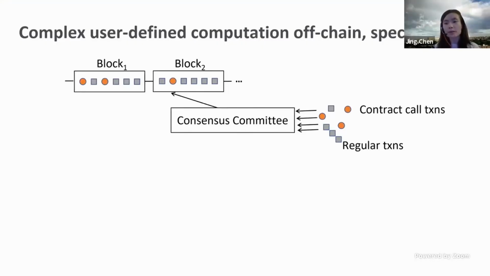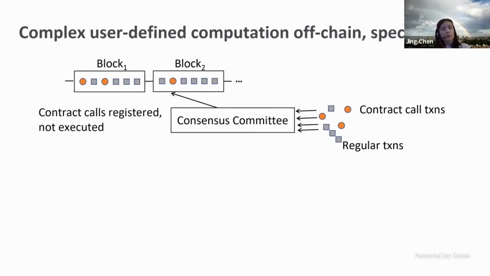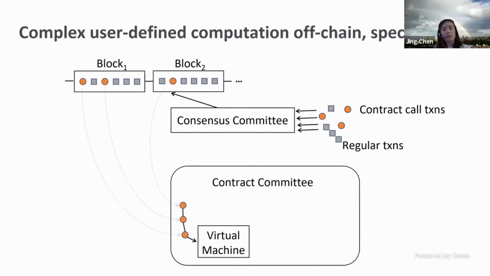First of all, this is a part where users still issue transactions to the blockchain. Some are regular transactions, some are contract call transactions. The consensus committee includes them in the blockchain. But here, the difference is the following: the consensus committee is not executing the contract calls. The only thing they do is register the calls in the blockchain to establish the common knowledge among users that those are the calls that have been issued and need to be executed. It is a second off-chain component that would actually execute the calls.